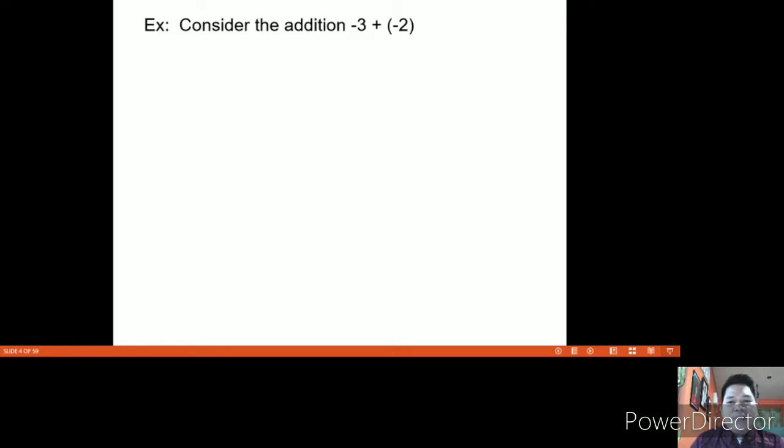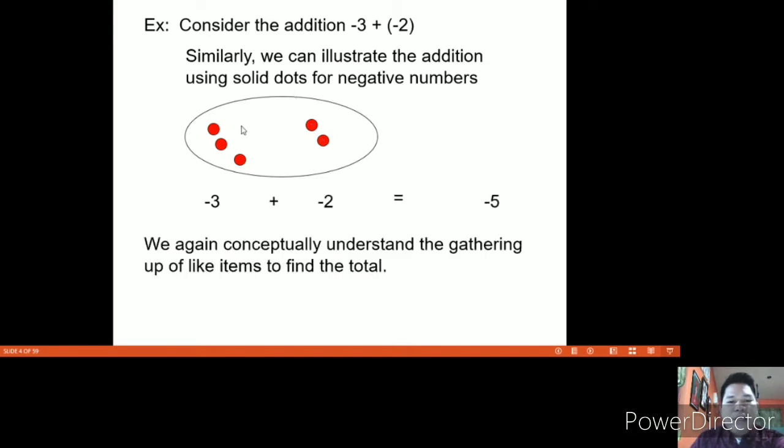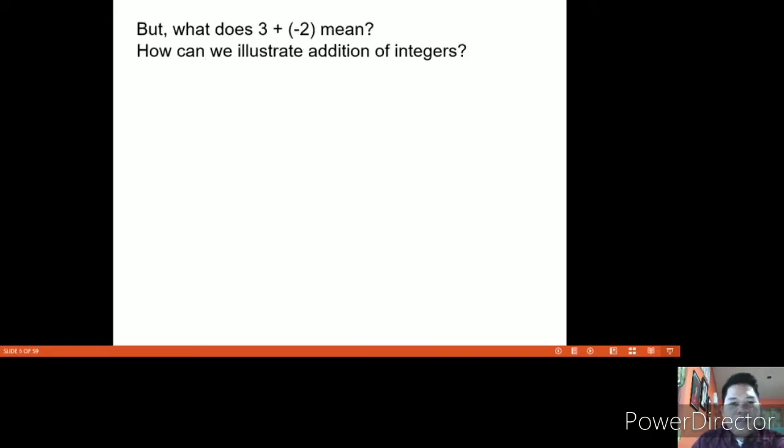Consider the addition negative 3 plus negative 2. Similarly, we can illustrate the addition using solid dots for negative numbers. So negative 3 plus negative 2 is equal to negative 5 because they have the same solid dots. We again conceptually understand the gathering up of like items to find the total. So if you have the same sign, you just add immediately, then affix the sign.